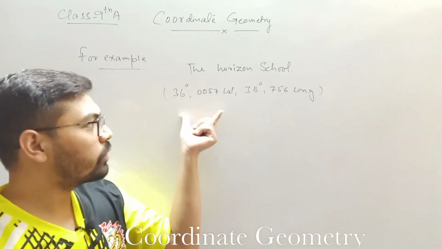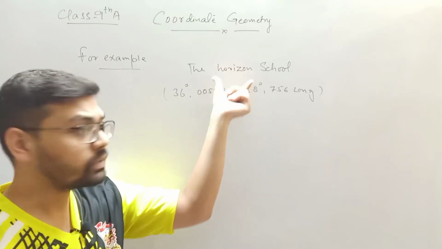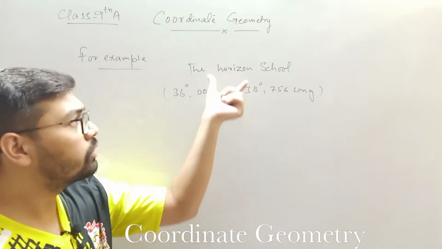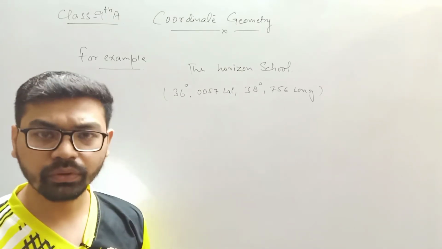So what are these points? These are the coordinates of this place, of this location. So coordinates help us to locate a particular or specific location where we need to go.